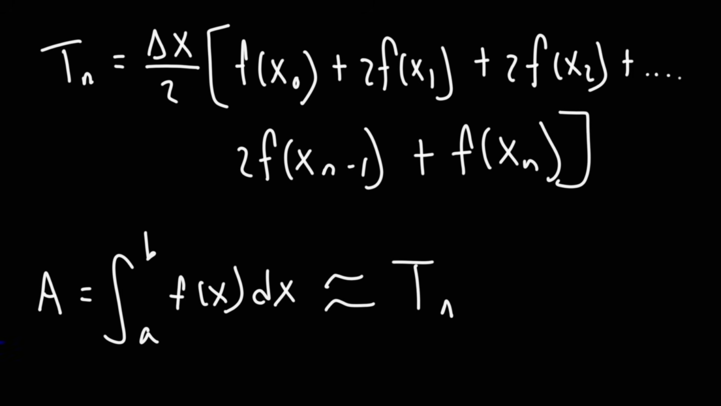So notice that the first and the last one has a coefficient of 1. Every other term in the middle has a coefficient of 2. Very similar to the shape of a trapezoid. The first and the last point, they're at the bottom. Let's assign that a value of 1. Every other point in the middle has a value of 2 for the coefficient. So that's the formula for the trapezoidal rule to estimate the area under a curve.